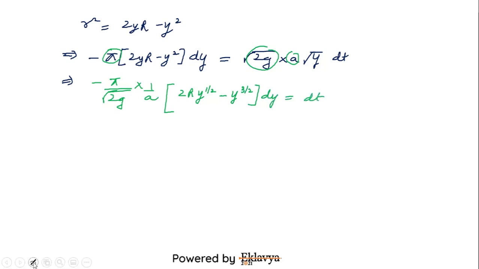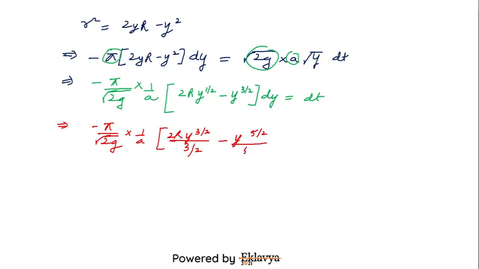Now we simply need to integrate the result. From here on, you can even finish the question by yourself. I am just doing it for the sake of completion. So minus pi by root 2g into 1 upon a, and then 2r times y raised to power 3 by 2 divided by 3 by 2, minus y raised to power 5 by 2 divided by 5 by 2, and the limit of y will change from r by 2 to 0, and time will change from 0 to t. So the integral will become t. So this is what we want to calculate.